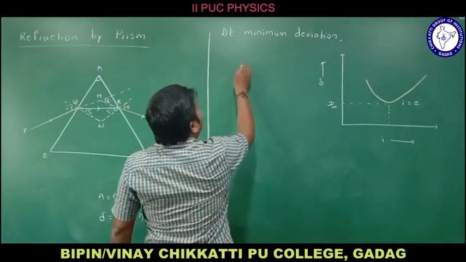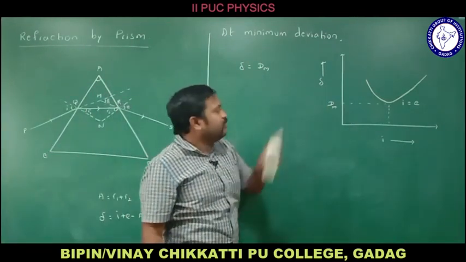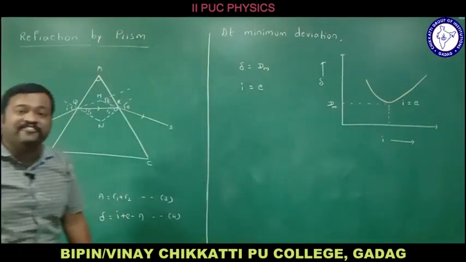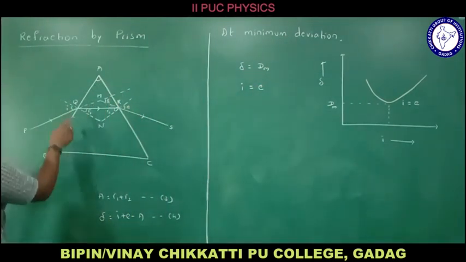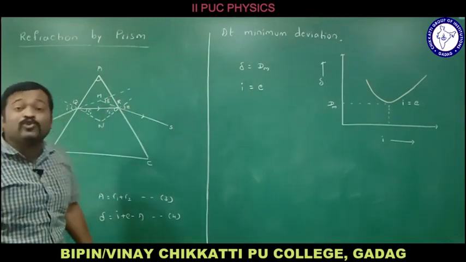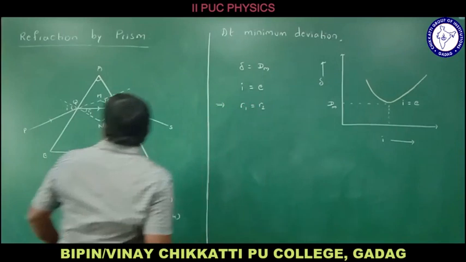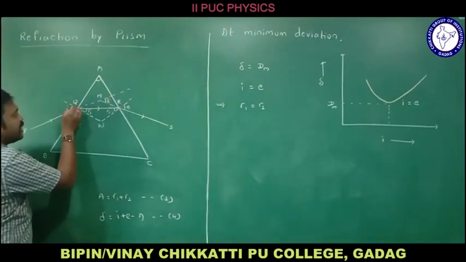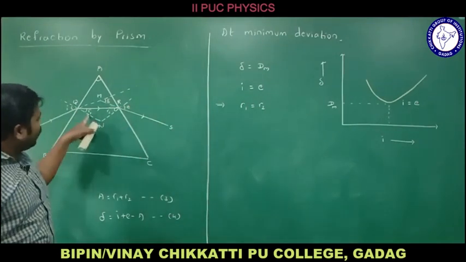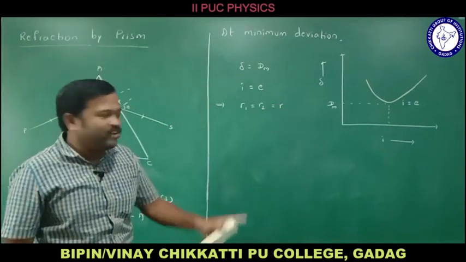Now let us check it out. What happens at angle of minimum deviation? Delta becomes Dm. And what is the condition here? Angle of incidence will be equal to angle of emergence. If angle of incidence is equal to angle of emergence, then these two angles will also be equal. That implies R1 is equal to R2. If these two angles are equal, R1 and R2 are both equal, and let me take it simply as R.